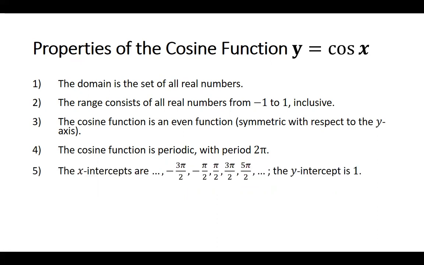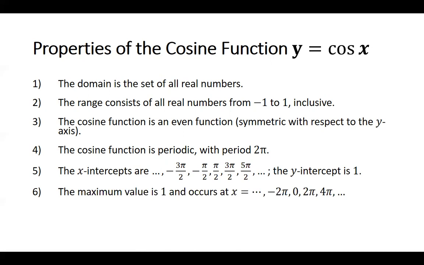And here's where things start to change a little more. The x-intercepts are at -3 pi over 2, -pi over 2, pi over 2, 3 pi over 2, 5 pi over 2. The y-intercept is at 1. The maximum value is 1 and occurs at x equal to -2 pi, 0, 2 pi, 4 pi, and obviously adding 2 pi's and subtracting 2 pi's. The minimum value is -1 and occurs at x equal to -pi, pi, 3 pi, 5 pi, and notice again, adding 2 pi, subtracting 2 pi.